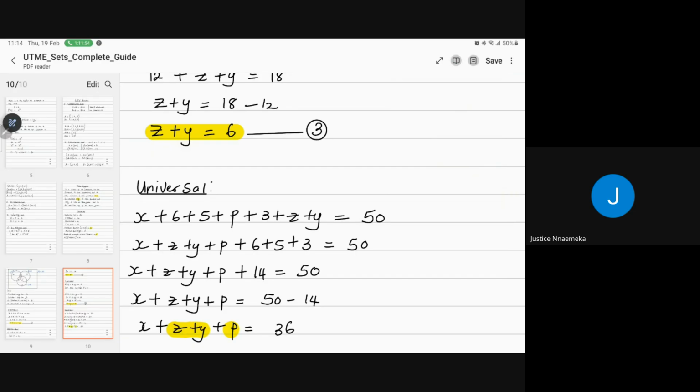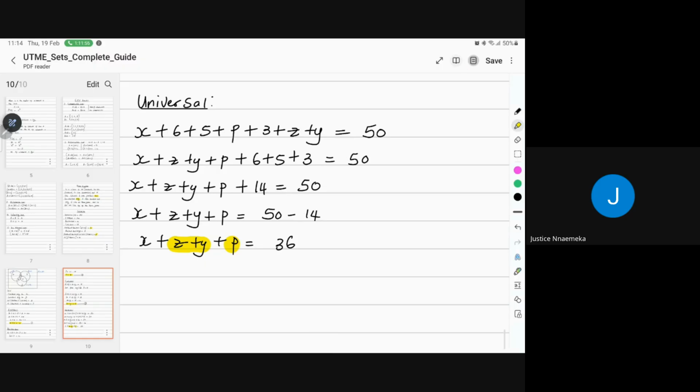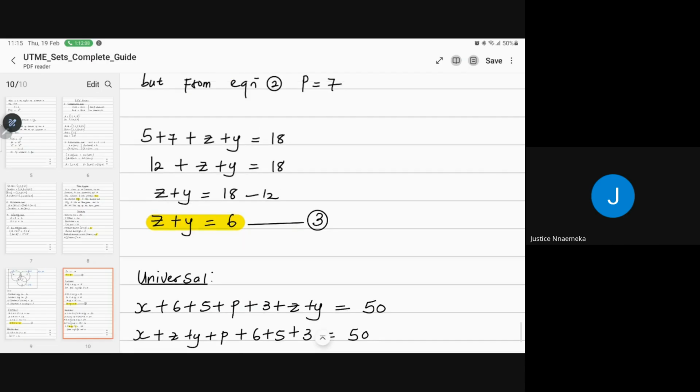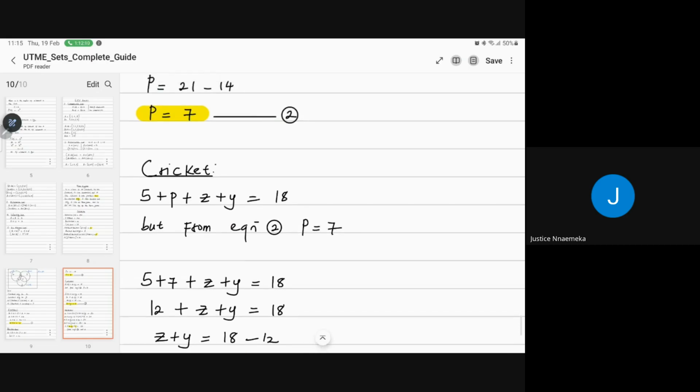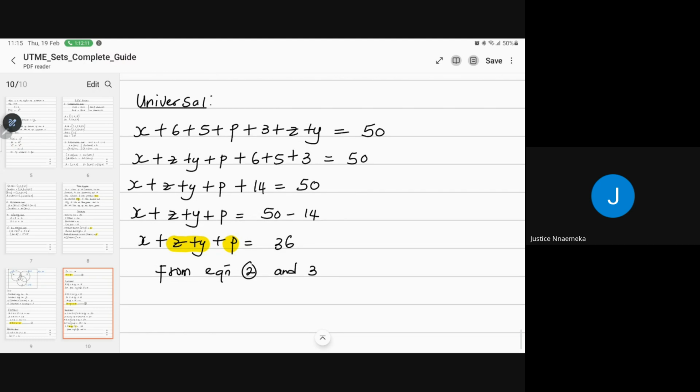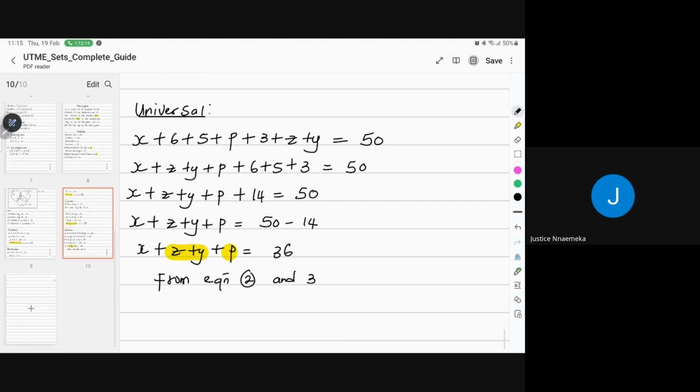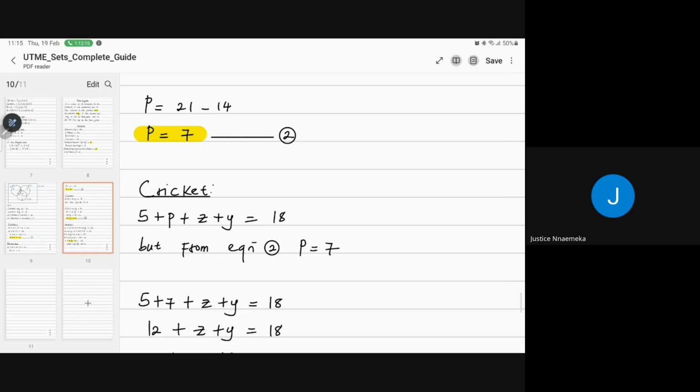So from equation 2 and 3, we have that z plus y is 6. And we also have that p is equal to 7. So we have that. That means our question is solved.